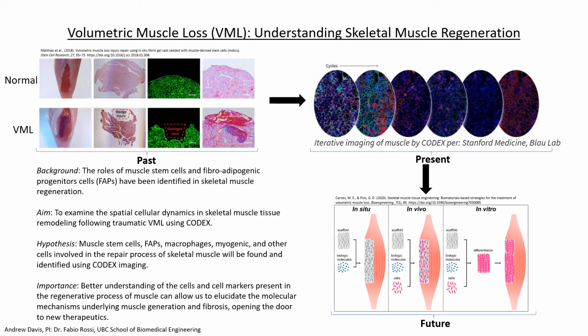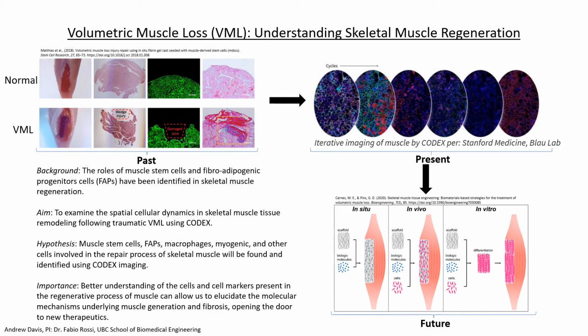Looking at a mouse's normal TA muscle, we see regular muscle histology and an intact laminin, as indicated by the green staining. However, the tile below shows what happens following volumetric muscle loss. Our laminin is no longer intact, and looking at the yellow box, we see fibrosis occurred following attempted muscle regeneration.